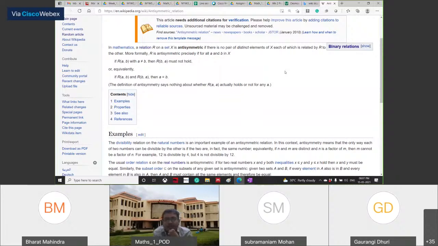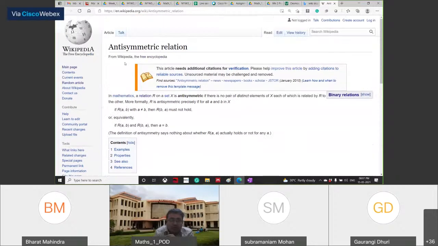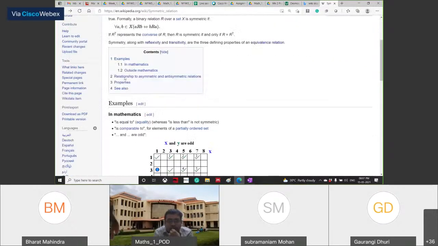Antisymmetry, as you can see, means that R is antisymmetric precisely when for all A and B, if R relates A and B and R relates B and A, then A equals B. So how can we actually see this?